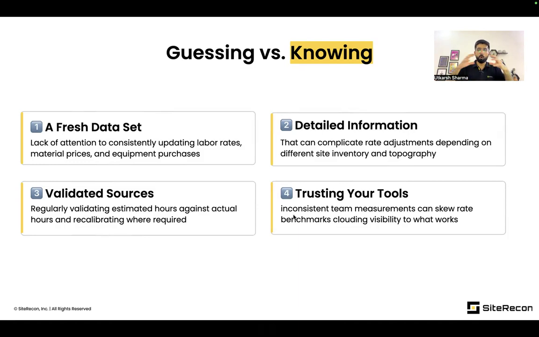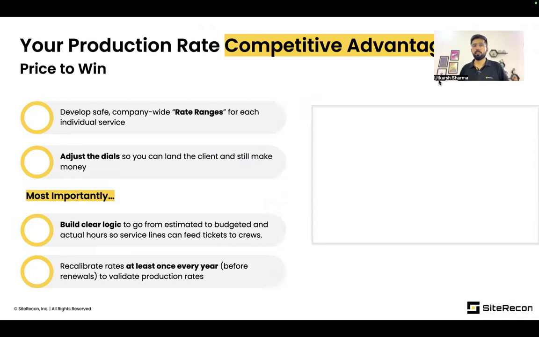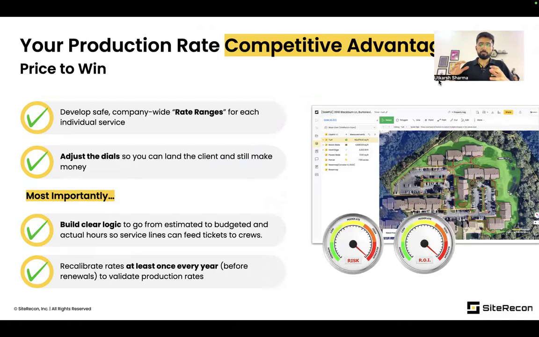Finally, we all as a team, we want to arrive at tools that we can trust, tools that serve consistently accurate measurements to us every time, tools that can help us sort out production rates, tools that help us understand the true costs of operating on that property, that help us do the resource allocation smartly. All right. So when you go from guessing to knowing, you can actually turn production rates into your competitive advantage, and you can move from pricing to survive to pricing to win.